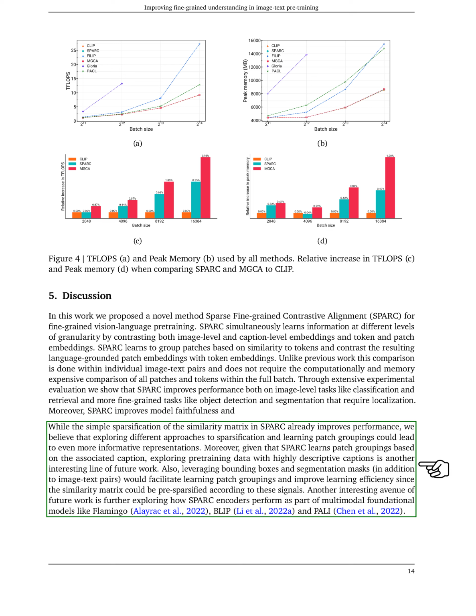Additionally, using bounding boxes and segmentation masks, in addition to image-text pairs, could make learning patch groupings easier and improve learning efficiency, as the similarity matrix could be pre-sparsified based on these signals. Another exciting area for future research is to further investigate how SPARC encoders perform as part of multimodal foundational models like Flamingo, BLIP, and PaLI.